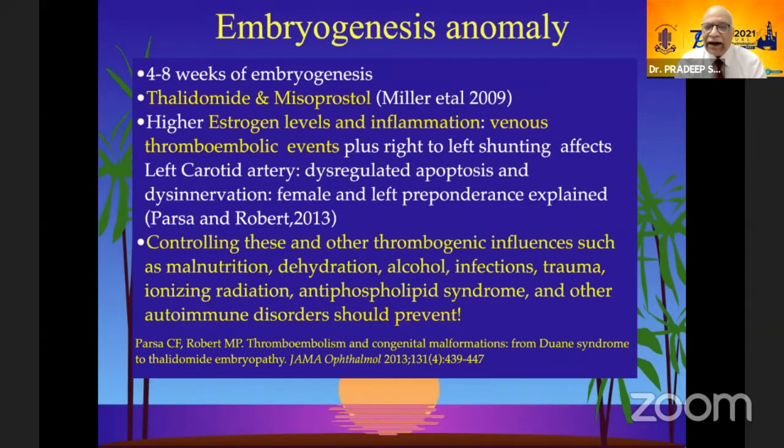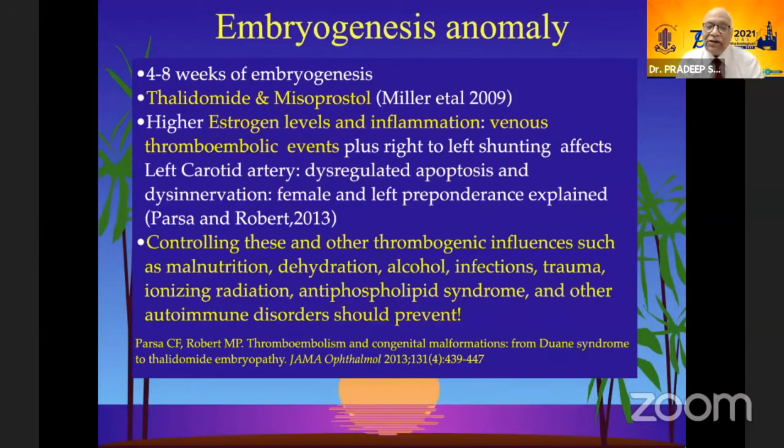In 2009. Higher estrogen levels and the inflammation because of any reason in the mother may lead to venous thromboembolic events, which can cause, there is a left shunting effect already there because of the left carotid artery, and this dysregulated apoptosis and disinnervation can cause the female and left preponderance, which has been described. Now this is a beautiful article by Parsa and Robert in 2013. I would recommend all of you to read it.